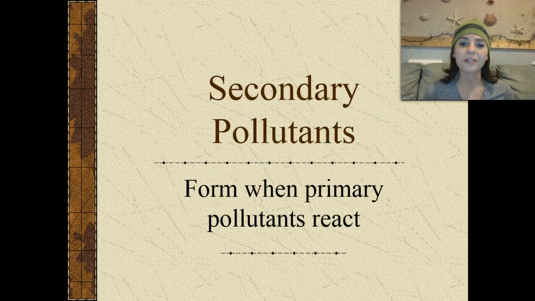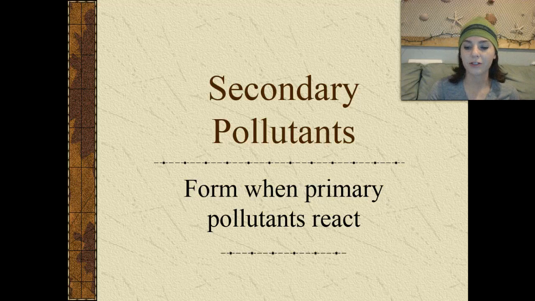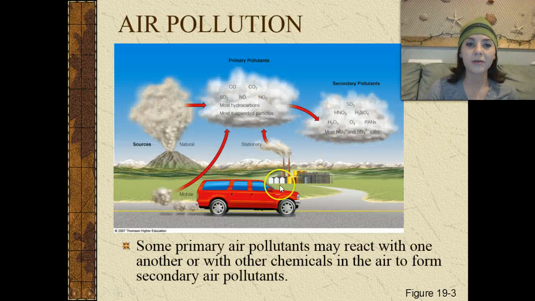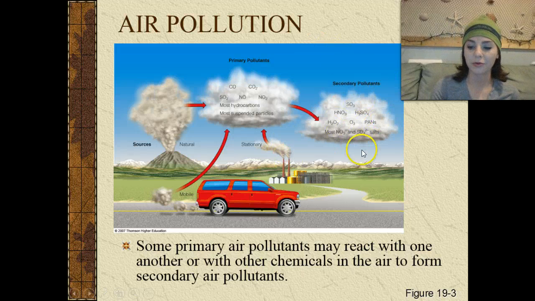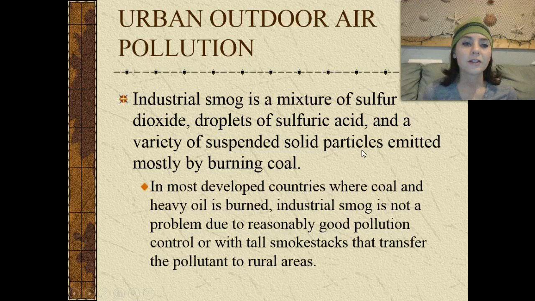So now we're going to talk about secondary pollutants. And secondary pollutants occur when primary pollutants react with each other. So right here we had our primary pollutants that we just got through discussing, and when those react together, they form the secondary pollutants.